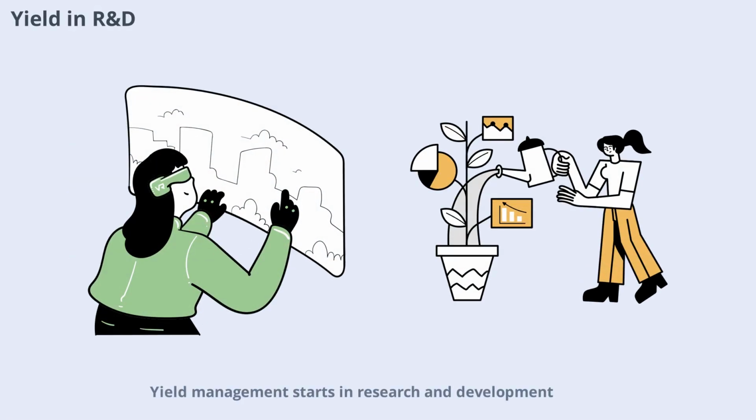Yield management starts in research and development. New processes and materials are tested for their impact on yield before being scaled up for mass production. Early detection of yield issues in R&D saves time and money, ensuring a smoother transition to manufacturing.